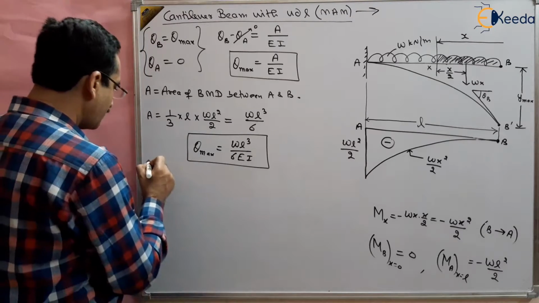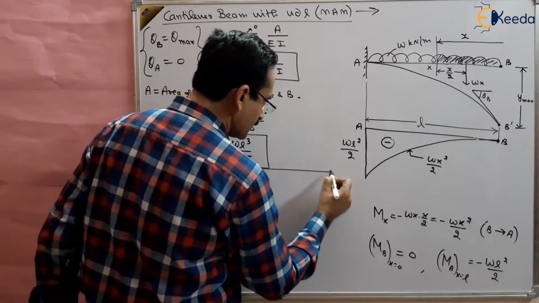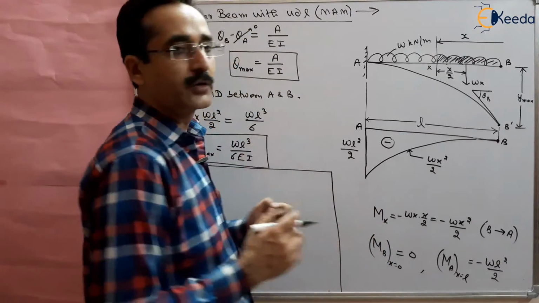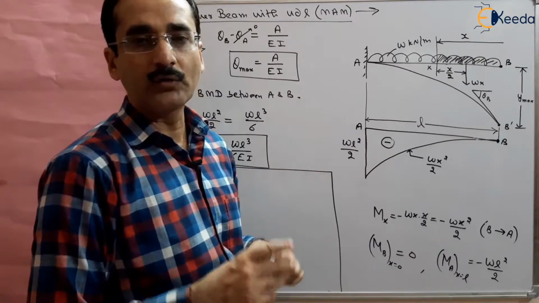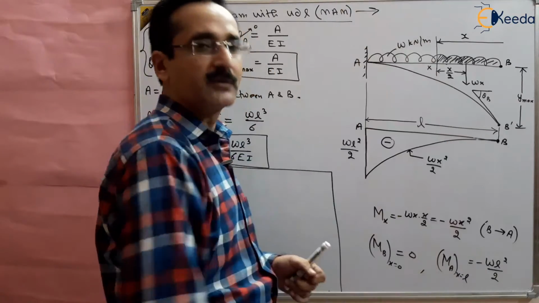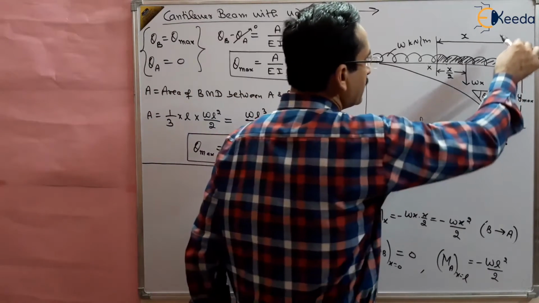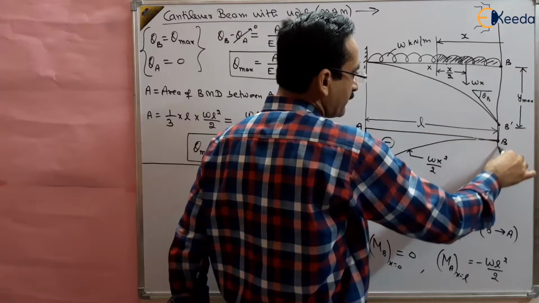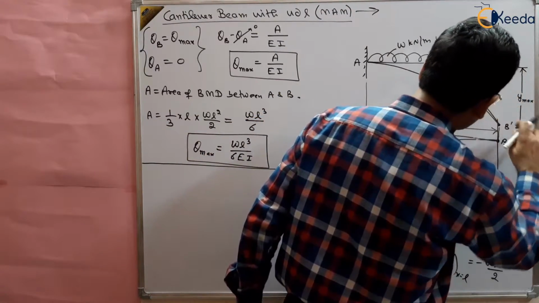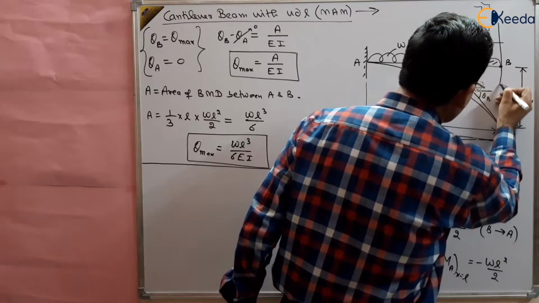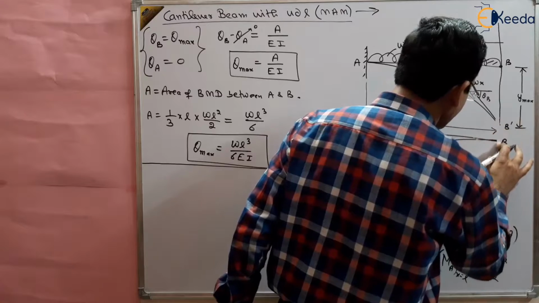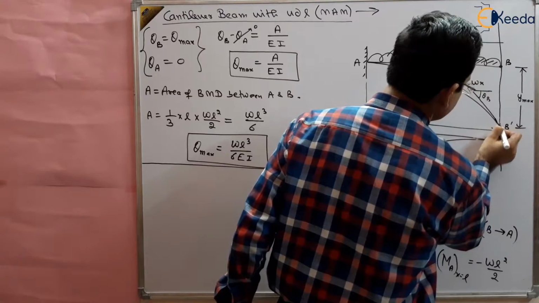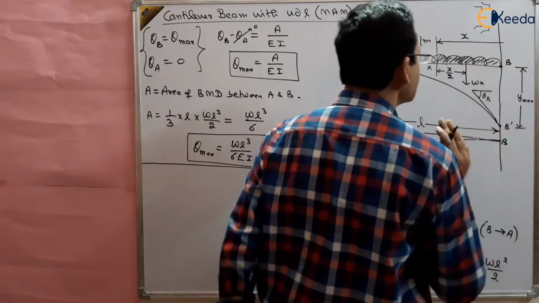For maximum deflection, we use Moore's second theorem: take the tangent on the elastic curve on a reference vertical line. So let us choose a vertical line. Suppose BB dash is our vertical line, right? This is a vertical line, not curved. BB dash, this line, is our vertical line.